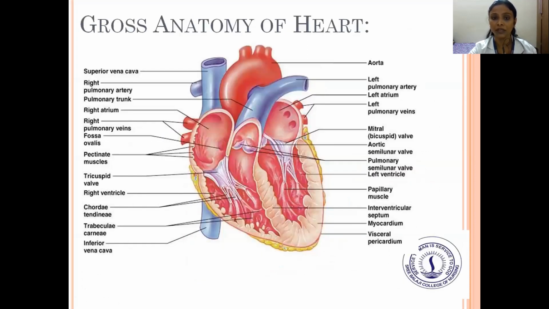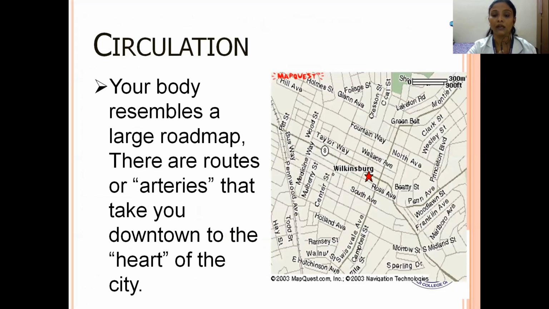Gross anatomy of the heart. You can see the other parts with the same chambers of the heart. And coming to the circulation, your body resembles a large road map. There are routes of arteries that take you downtown to the heart of the city.